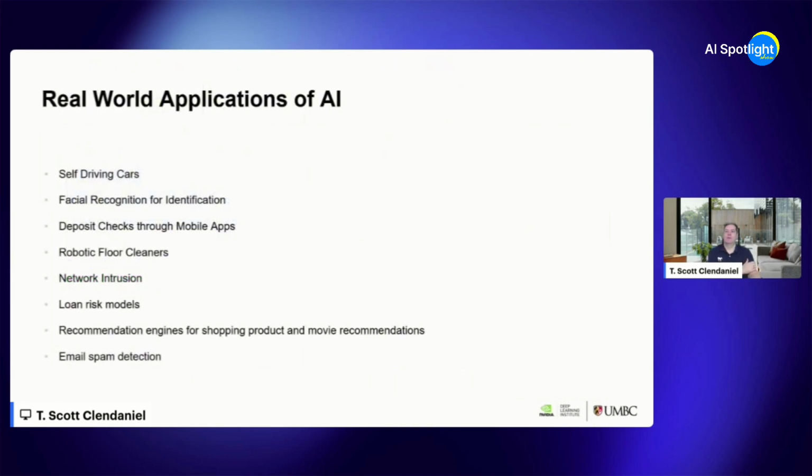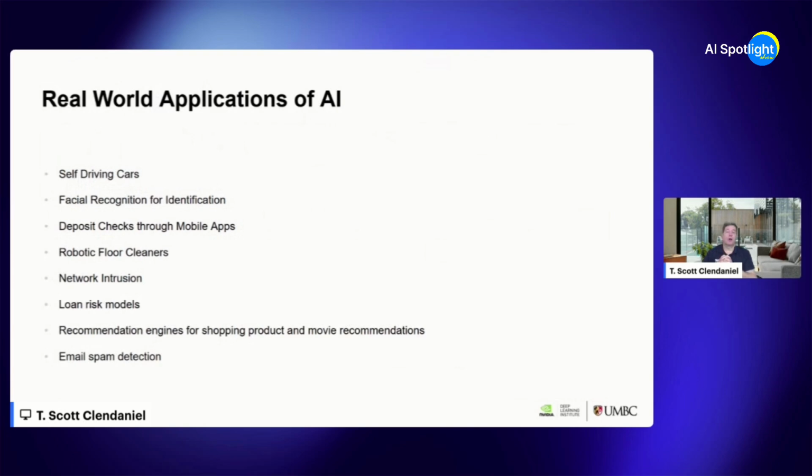All right, so what do we use this stuff for? I mentioned before, this is really important to get down. Self-driving cars, autonomous vehicles, facial recognition for identification. So as you see now, if you're flying in the US, at least recently, they're starting to take photographs of your face or electronic images of your face as you come through because they're trying to use just facial identification. You can use it for depositing checks. Your Roomba is actually an example of AI.